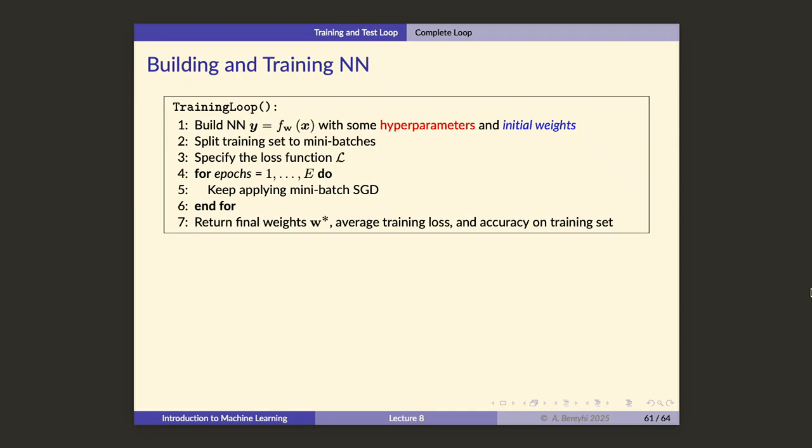So this is the one thing that you compute. The other things that you are going to compute are the training risk or training loss and training accuracy. So you want to see how your training loss drops as you keep on training, right?